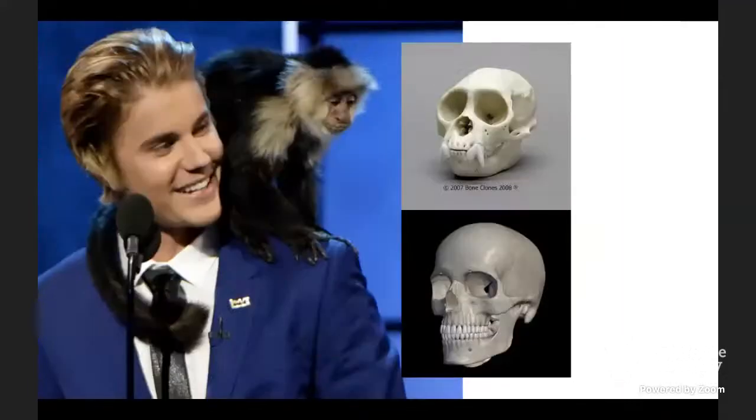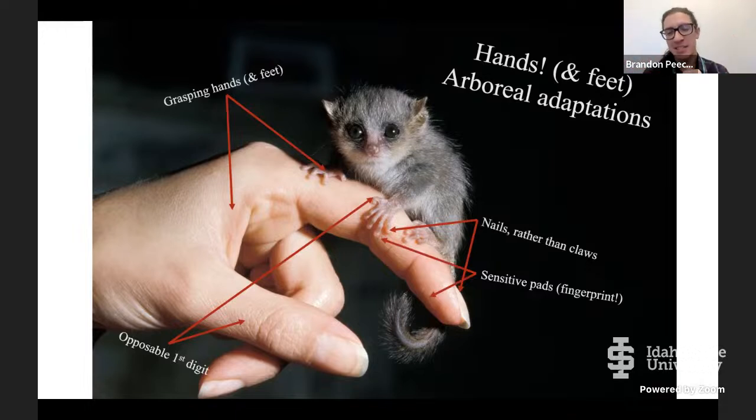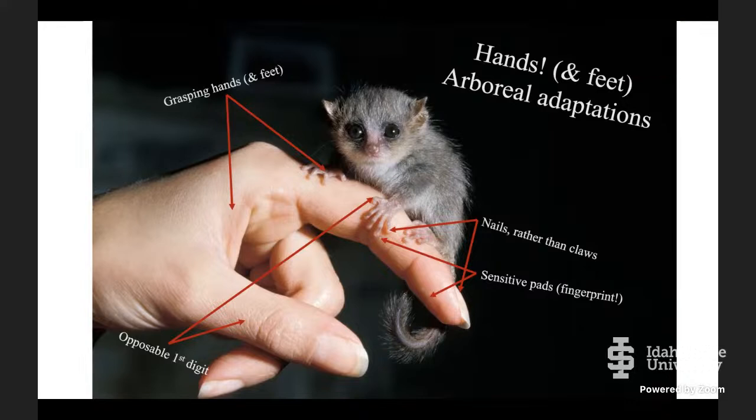Do you want us to know those as individual synapomorphies, or is it just arboreal adaptations? Arboreal adaptations is like the red tick mark, but I mean, I hope you can know these. Okay.